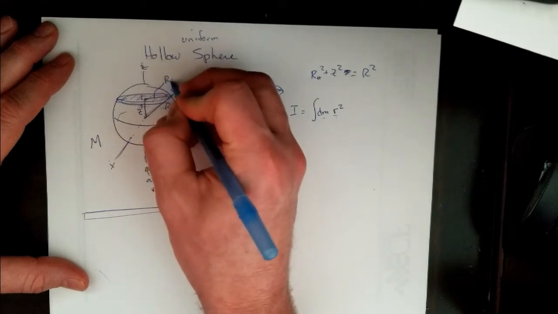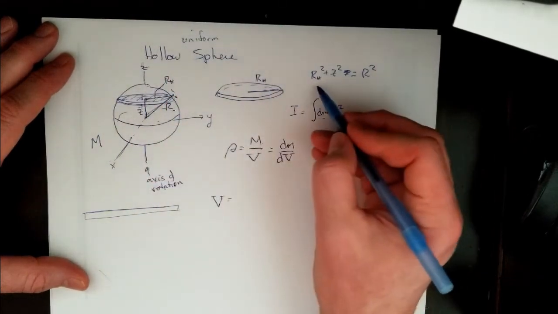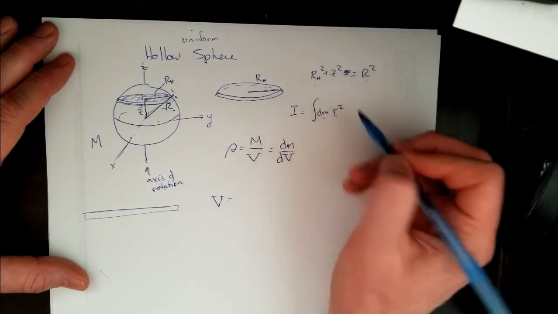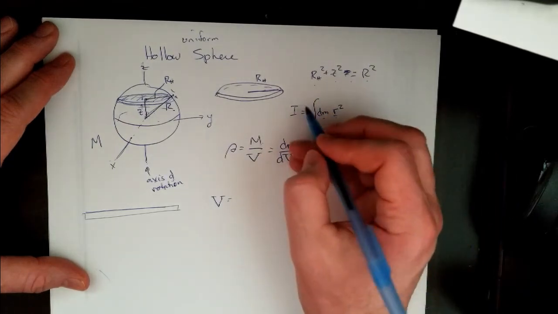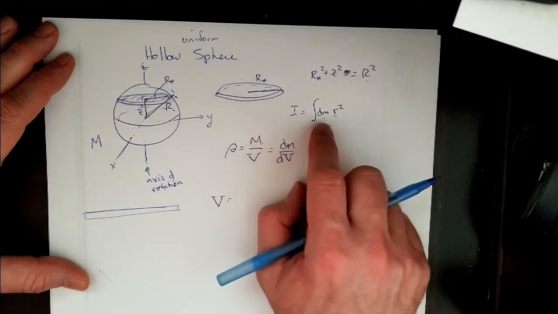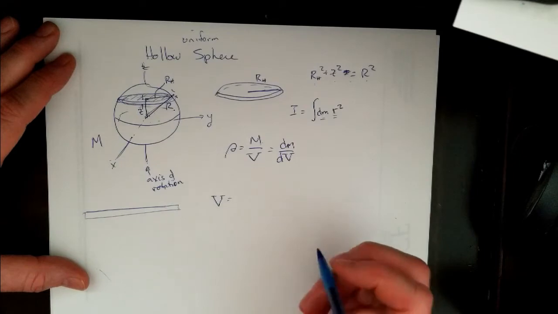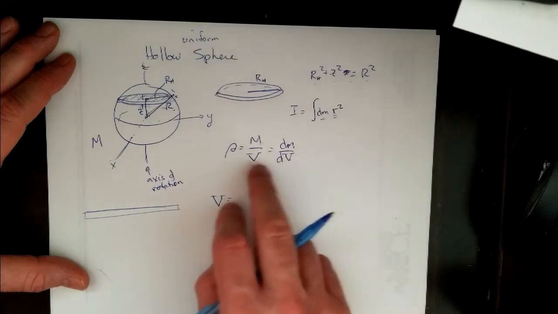Looking at this hoop right here, the radius is r_h, so that's this right here. And since I have a triangle here, I know by the Pythagorean theorem, R squared is equal to r_h squared plus z squared. My generic formula for moment of inertia is the integral of dm r squared. And so I need to get these in terms of a common variable here. So let's first deal with dm.